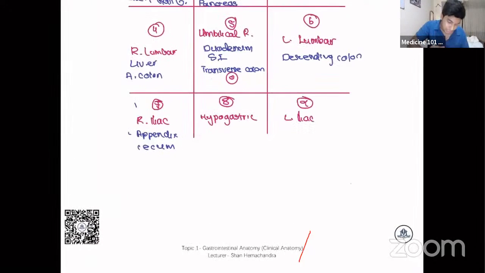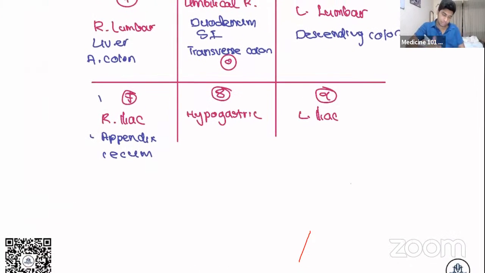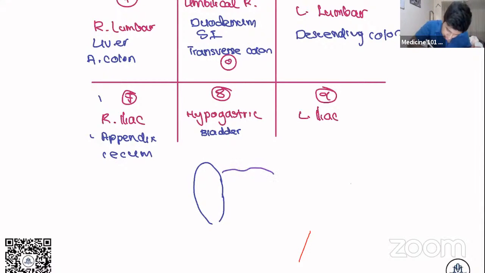And now tell me here, the hypogastric region? Bladder, yes. Remember this, the bladder is here, okay? What is behind the bladder? In a female, uterus. Yes. And what is behind the uterus? Rectum.